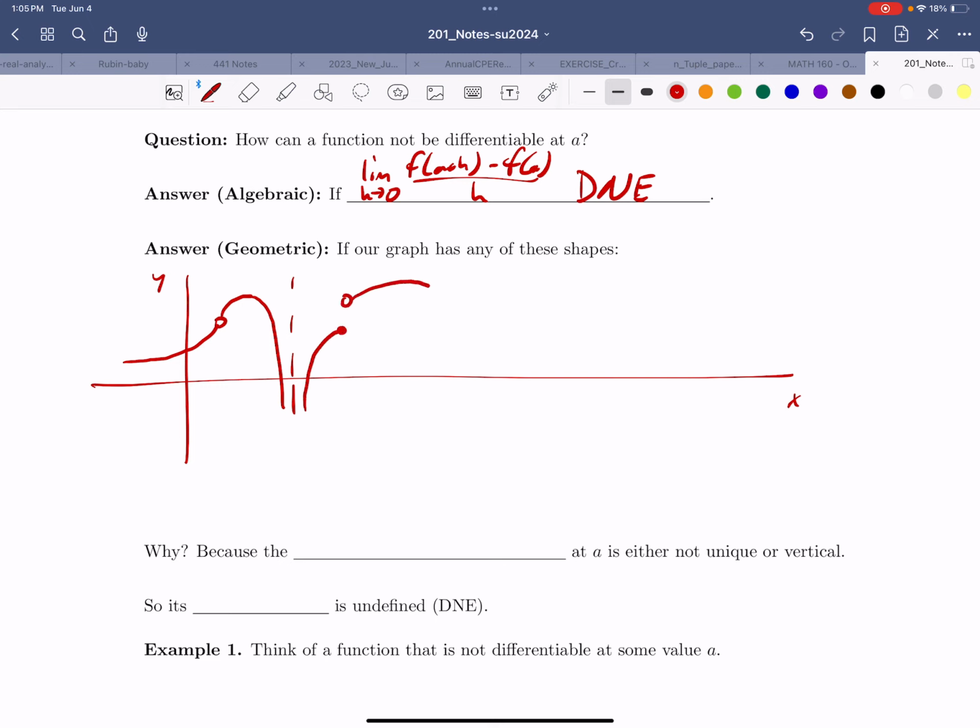Maybe we have something weird like a cusp. Maybe we have a vertical tangent line at a point. Maybe we have a corner. I'm trying to make that a corner. Something like that. So discontinuous, we've got that. I think that's pretty much it.